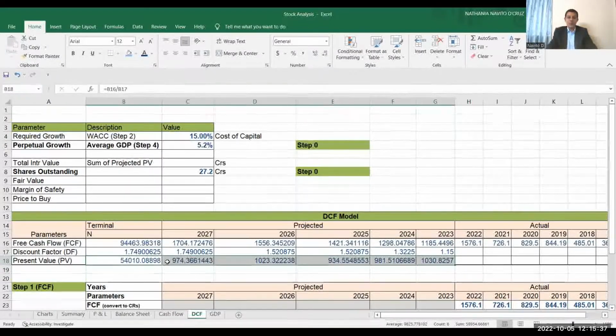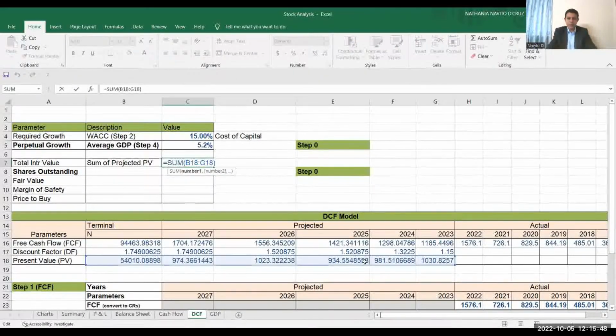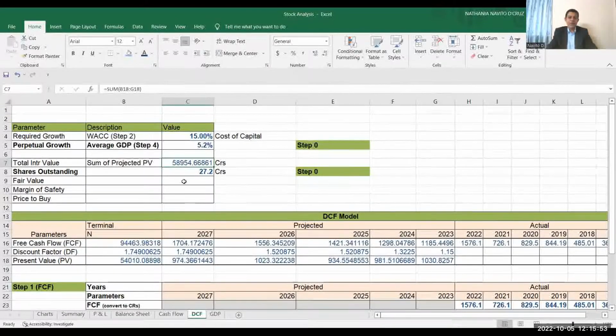So now that we have arrived at the present value of all the free cash flows, let us sum it all up. The summation of all these values, as you see here, is summed up from the row of present value to derive the intrinsic value of the company. And then we divide the intrinsic value of the company by the shares outstanding of the company. So this will give us the fair value of the company, which is 2167.45. And if we apply the margin of safety, which is 20%, we get our price to buy as 1,733.